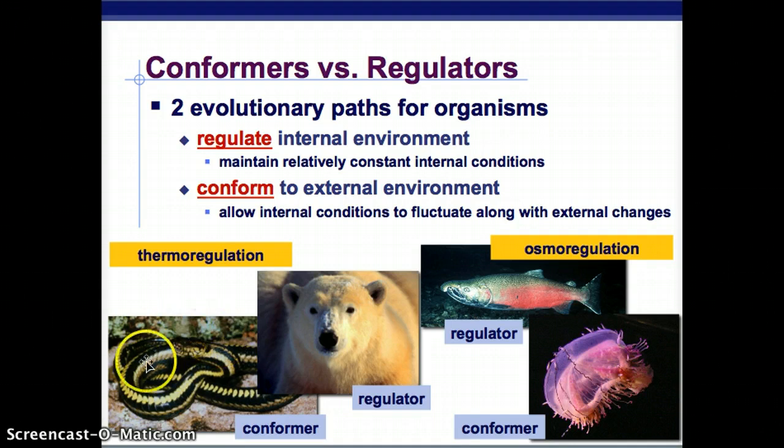This snake is a conformer. He lets the environment regulate his temperature, which is why you see snakes basking in the sun or not moving when it's cold out. Whereas a polar bear is a regulator. He keeps himself warm even when it's cold outside. And osmoregulation is the regulation of water in a system. A fish is a regulator, so it works to maintain its internal environment. And this weird jellyfish-looking thing is a conformer. It just goes with the flow. Whatever the environment is, that's what it does.